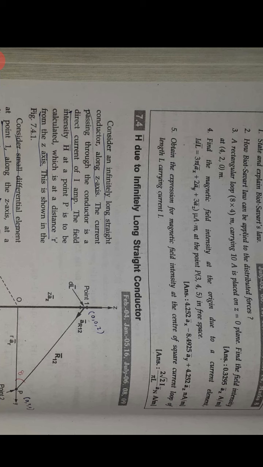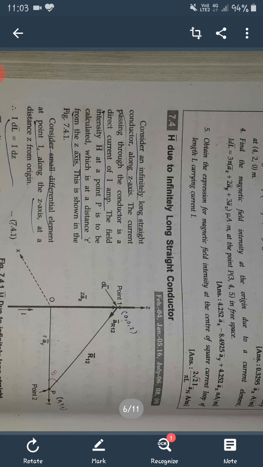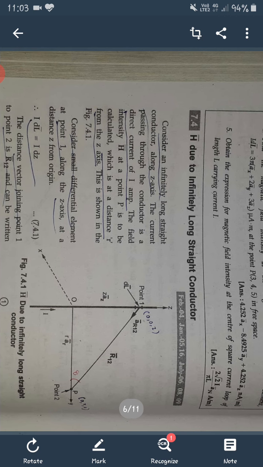Now we will find H due to an infinitely long straight conductor. There is an infinite conductor, of infinite length. Consider an infinitely long straight conductor along the z-axis. You can see the diagram. The infinite length of conductor is taken on the z-axis.